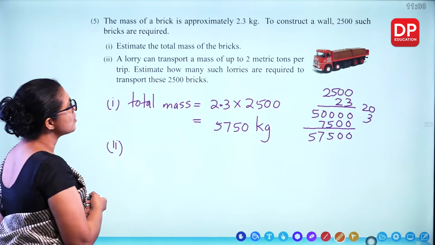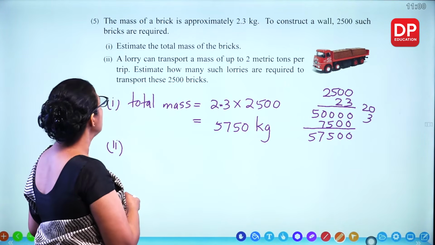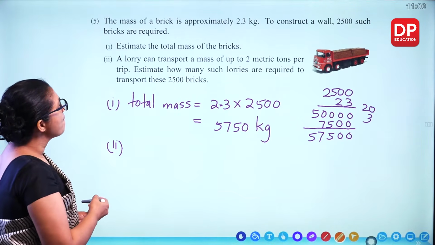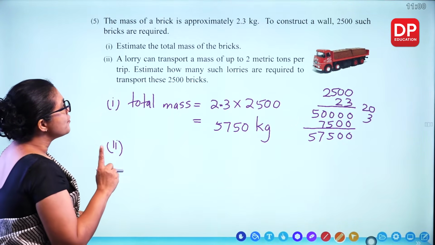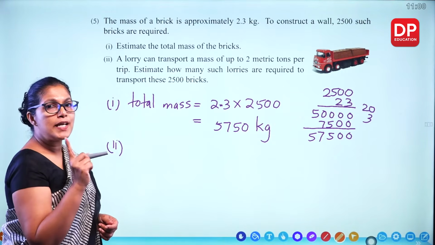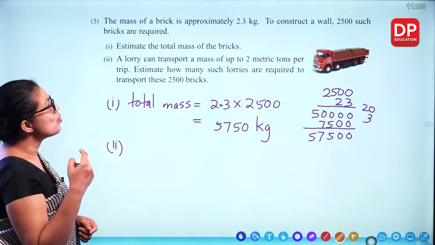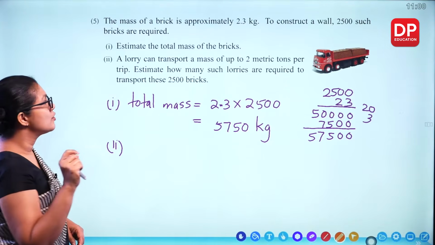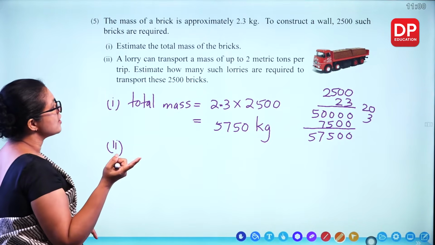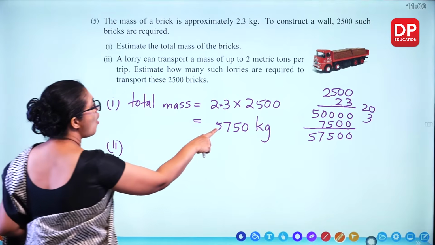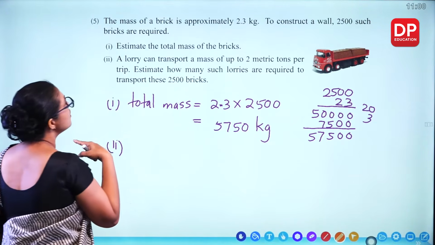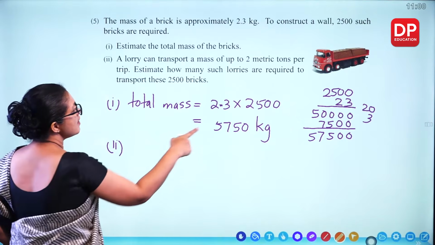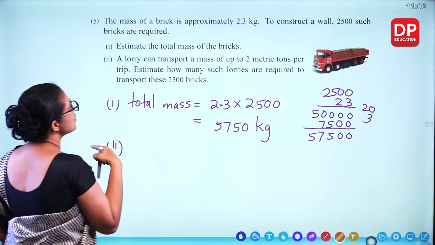Second one, a lorry can transport a mass of up to 2 metric tons per trip. Estimate how many such lorries are required to transport these 2,500 bricks. So up to 2 metric tons. 2 metric tons means 2 times 1,000, which is 2,000 kilos for 1 trip. So how many times do you need to travel? You just divide this by 2,000.